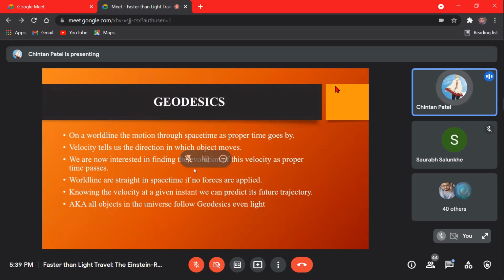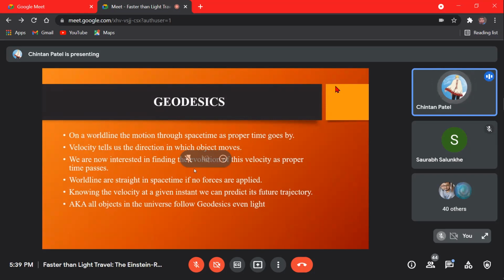To give another example, you must have seen a globe on which the lines of latitude and longitude are given. Those are just geodesics. So that is what geodesics are. And in our universe, if we consider no forces involved, they are always straight. Light always travels in a straight line.